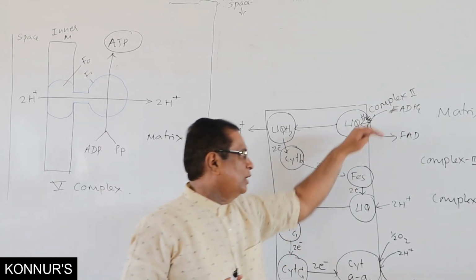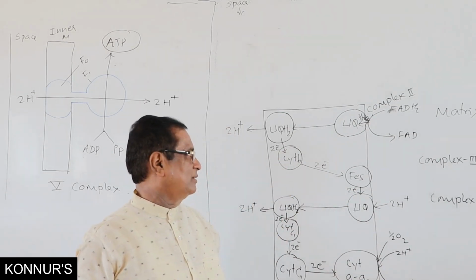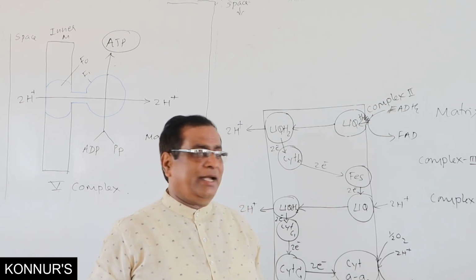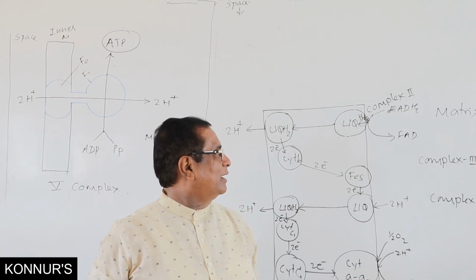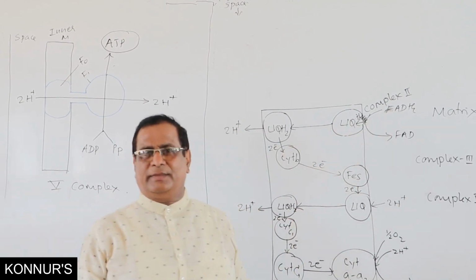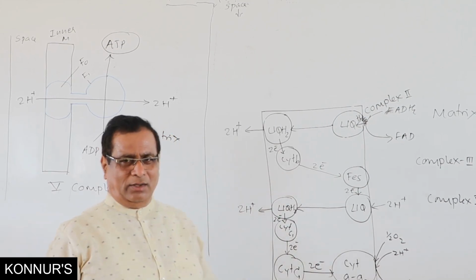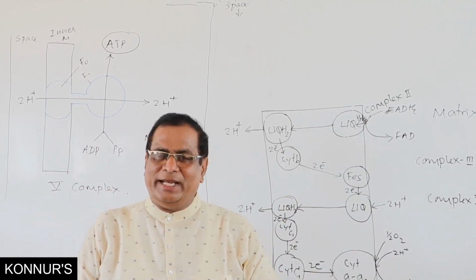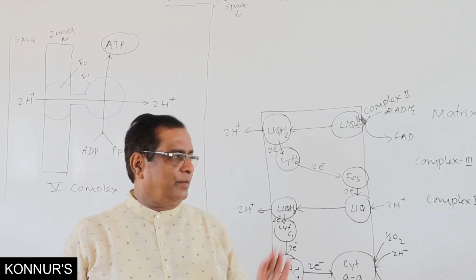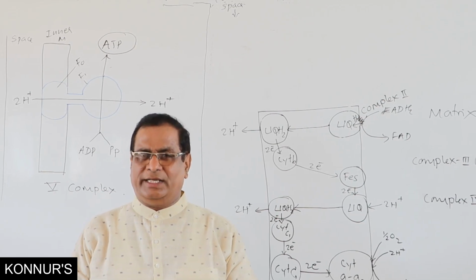It starts from the second complex, and that second complex is FADH dehydrogenase. This is complex second. That's all. Only at two regions protons are pumped in. Hence, two ATPs are formed from FADH2. It's about the terminal oxidation.